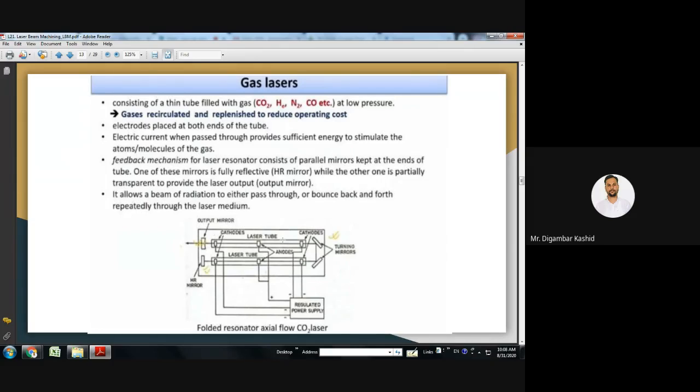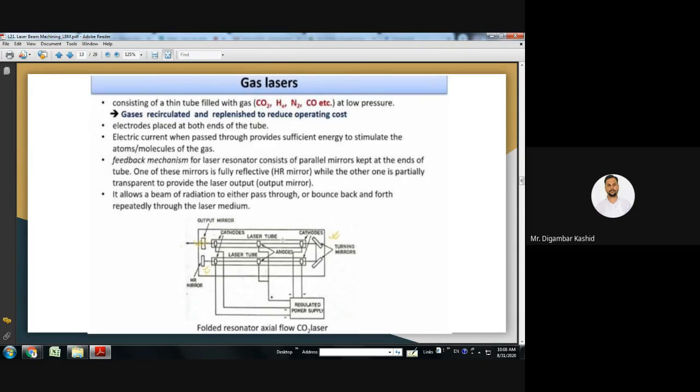You can see the turning mirrors and the output mirror. Out of the two mirrors, one is a highly reflective mirror, while the other is partially transparent to provide the laser output. I have already discussed this in the last lecture. That output mirror is a partially transparent mirror, so it allows the beam of radiation to either pass through or bounce back and forth repeatedly through the laser medium.